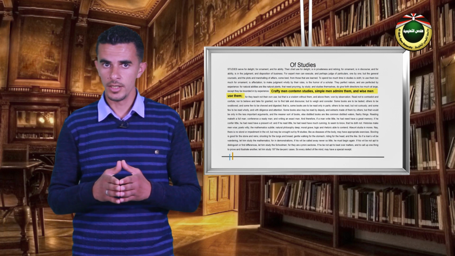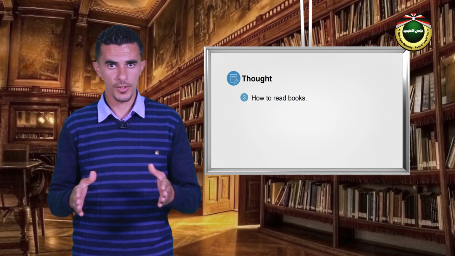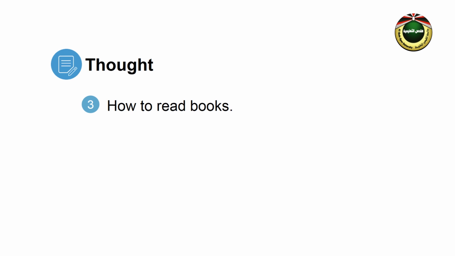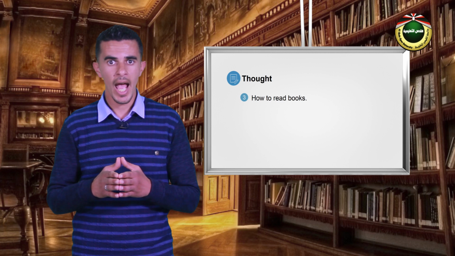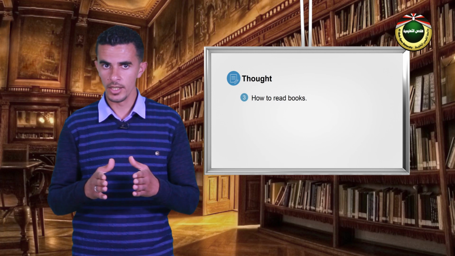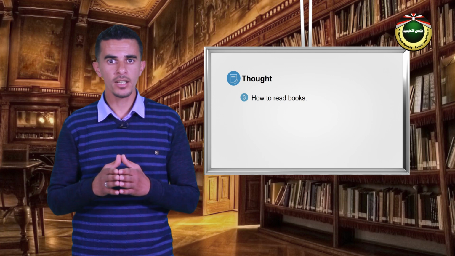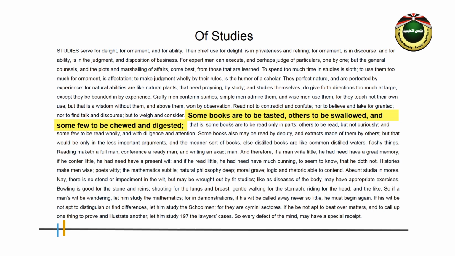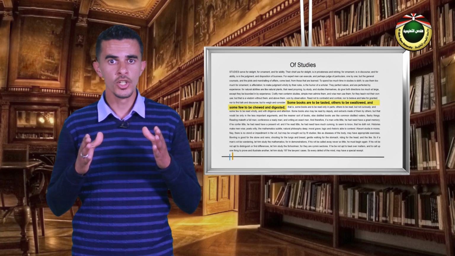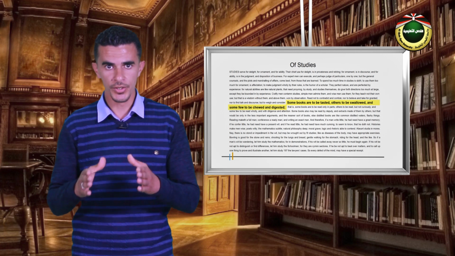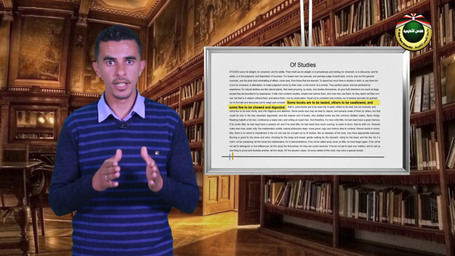The third idea in the essay is how to read books. According to Bacon, some books are to be read in parts, but not with great attention. Other books are to be read wholly with great attention. Bacon states this idea in the essay by saying some books are to be tasted, others to be swallowed, and some few to be chewed and digested. Bacon also emphasizes one should, when reading, weigh and consider and think, not just believe or take for granted.